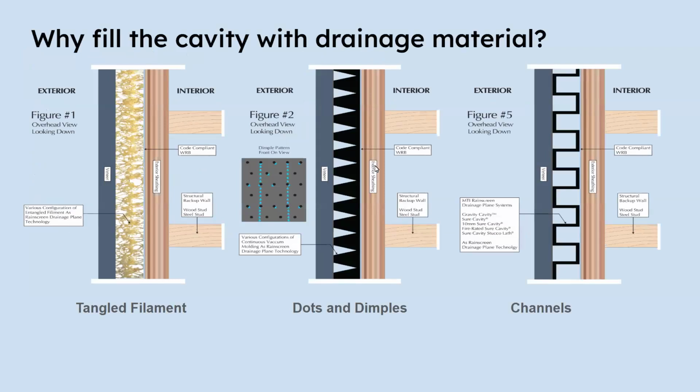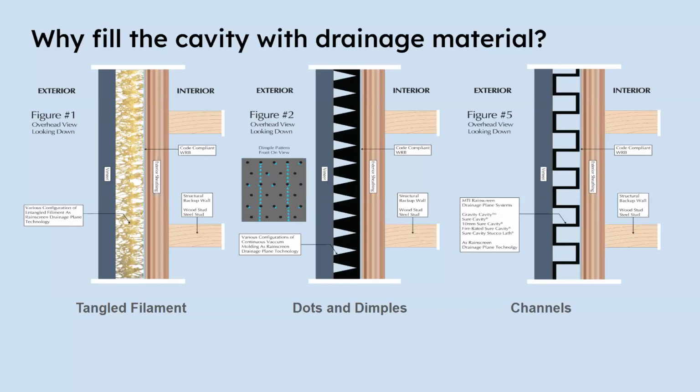So let's talk a little bit about the technologies used to manufacture a drainage mat. There are different ways to do this, and the three basic ways are what we call, on the left-hand side, a tangled filament, which looks like fishing line that's all tangled up, and it's rolled out into a more or less consistently thick 5-6 millimeter spacer, for lack of a better term.